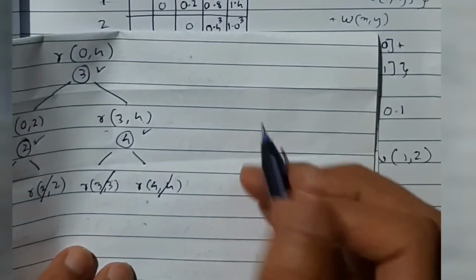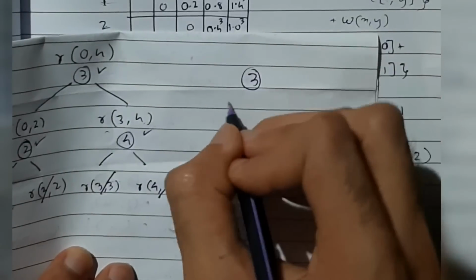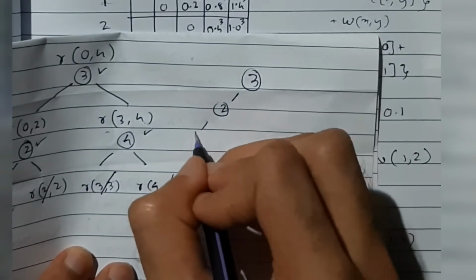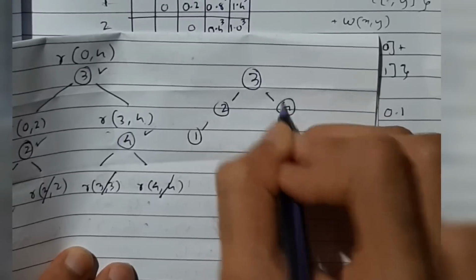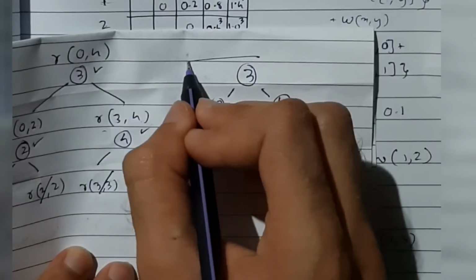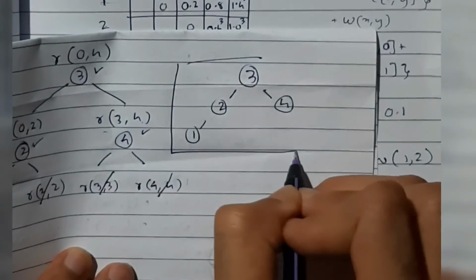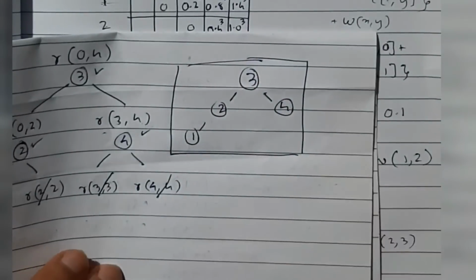After getting this, we'll be drawing the diagram as 3, 2, 1 and 4. This is all what you have to find out in this problem, and this is the optimal binary tree. This is the question which is given to us in an abstract problem, and we have to find out the most optimal solution for this problem.